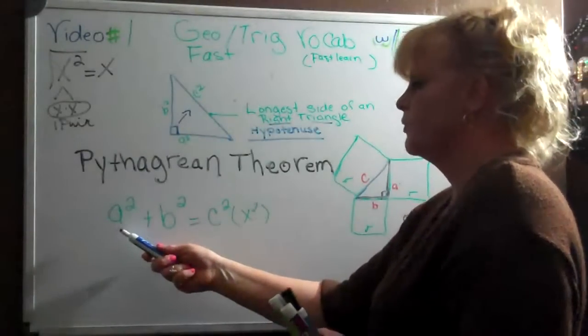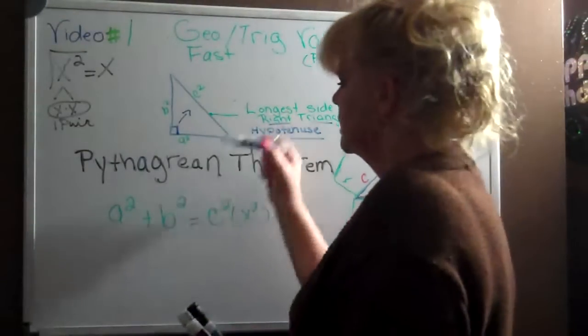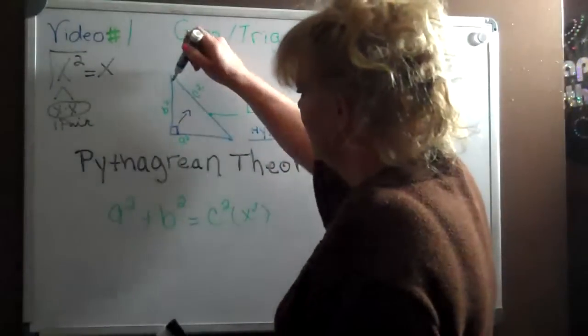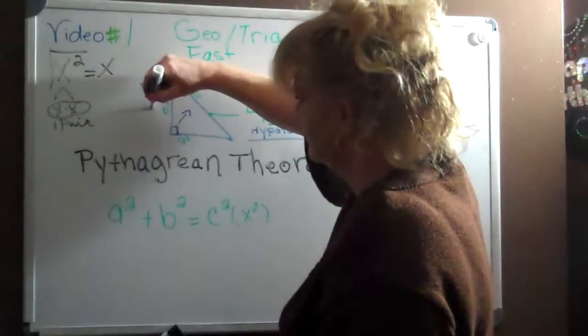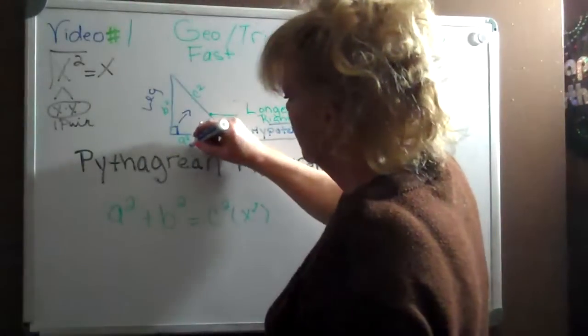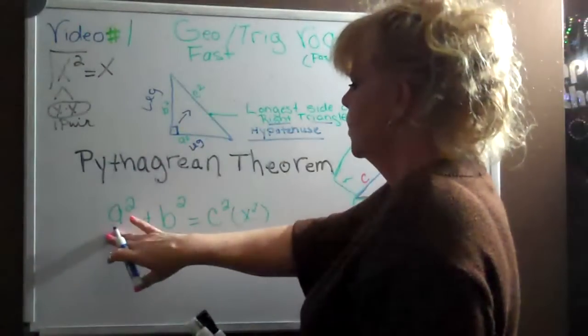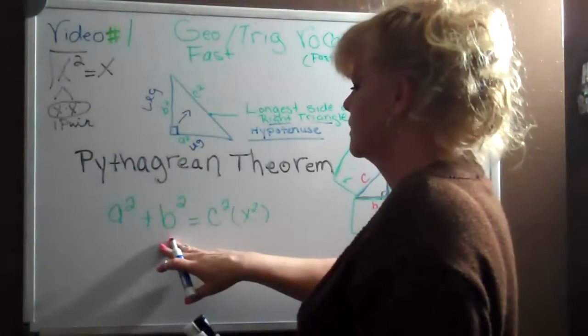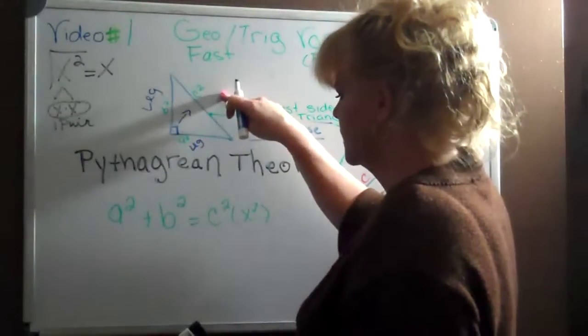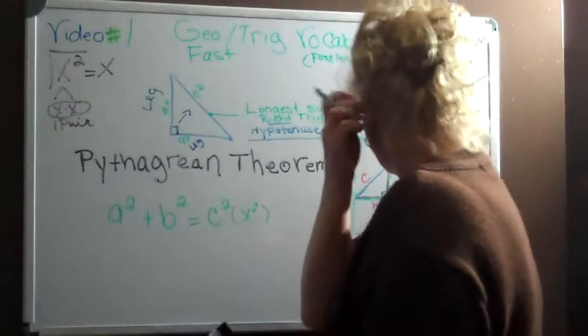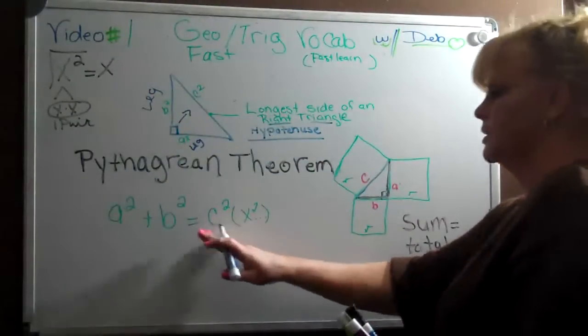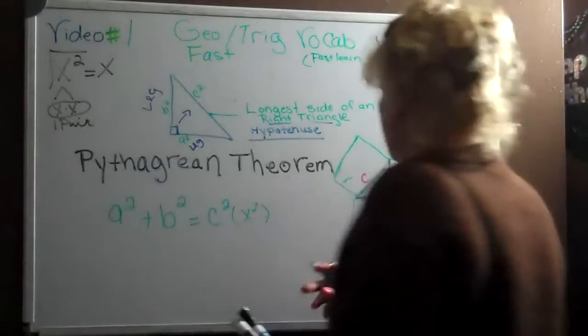And this is the formula for it. It's the legs, which is here. This is a leg on this side, and a leg on this side. One leg squared plus another leg squared equals the hypotenuse side squared. And you can have x squared, c squared, it doesn't matter.